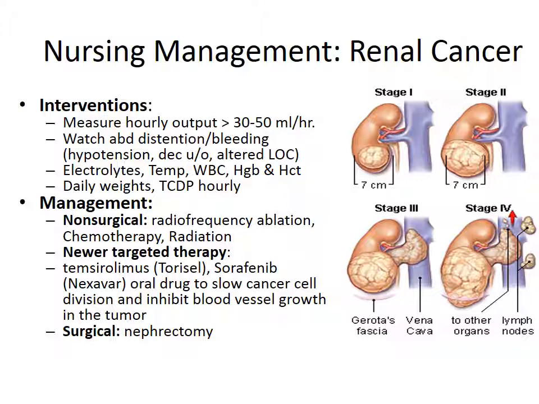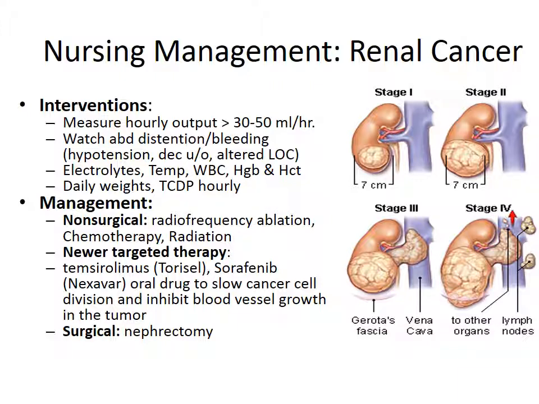Non-surgical management of the patient with renal cancer includes radiofrequency ablation, chemotherapy, and radiation. And newer targeted therapies out there are Torisel and Nexavar, which are oral drugs to slow cancer cell growth and division and inhibit blood vessel growth within the tumor. If these are unsuccessful, then the patient is scheduled for a nephrectomy to remove the problematic kidney.